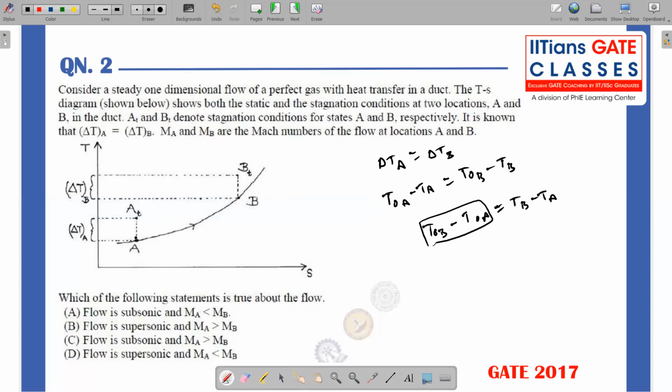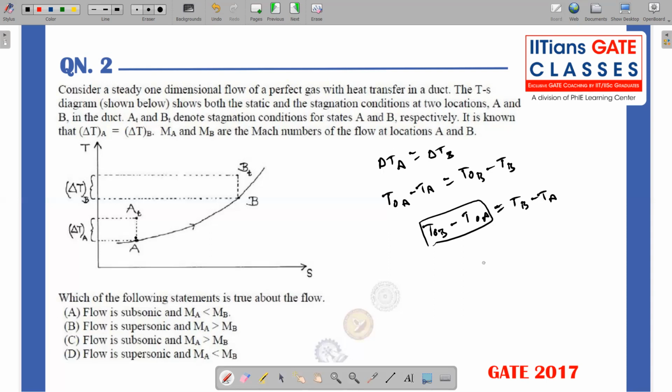Which of the following statements is true about the flow field? Option A: flow is subsonic and MA is less than MB. Option B: the flow is supersonic, MA is greater than MB. In this case, MA is greater than MB. Another option: flow is supersonic with MA less than MB. So which of these options is correct?